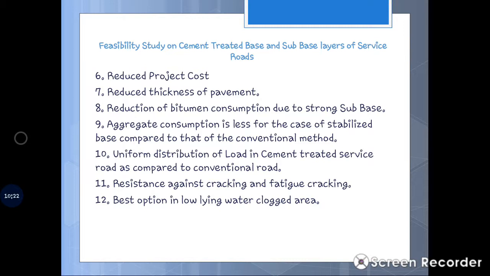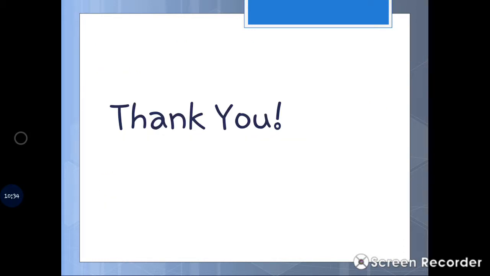Uniform distribution of load in cement-treated service road as compared to conventional road. Resistance against cracking and fatigue cracking. Best option in low-lying water-clogged areas. So that is the end of our discussion.